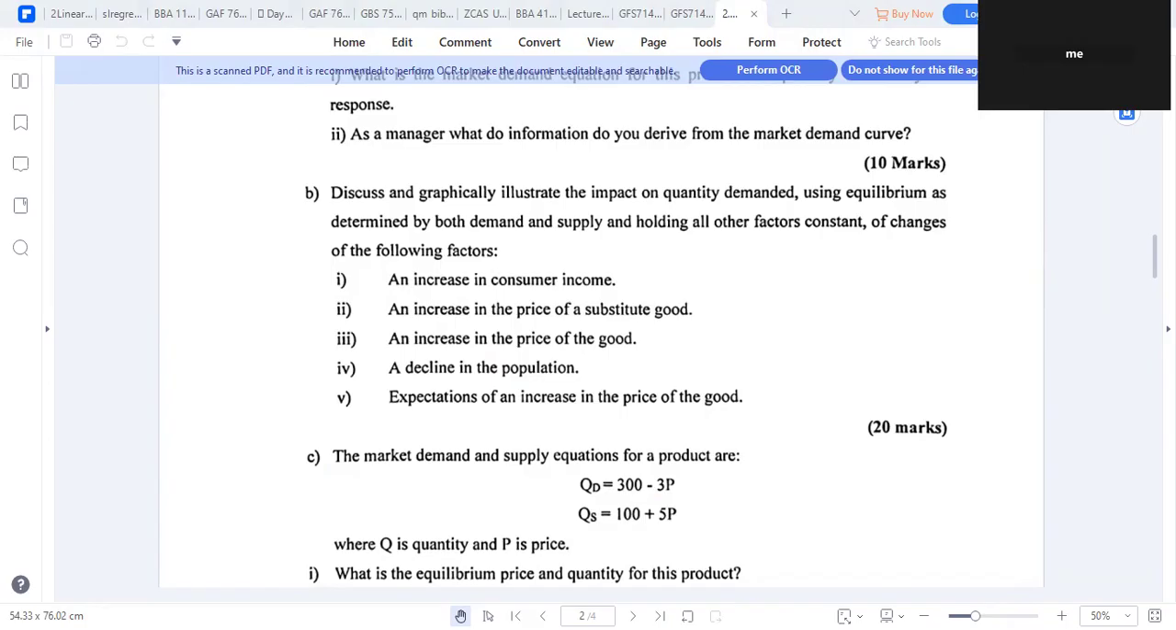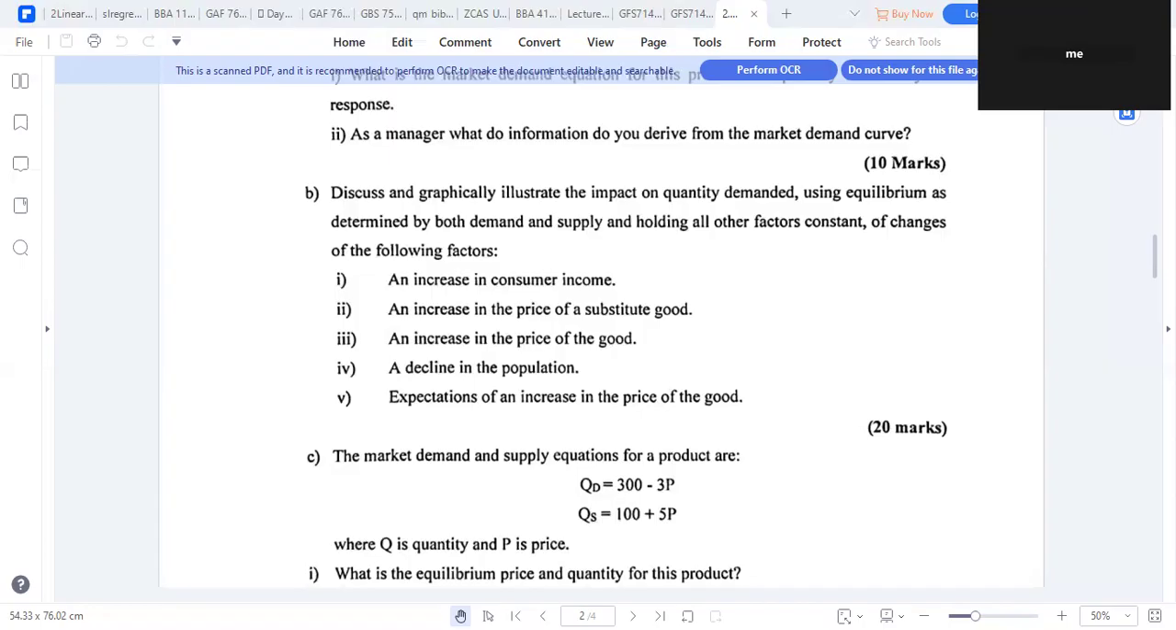So firstly, the impact on quantity demanded with equilibrium analysis. We are going to look at each set one by one, and we see how graphically that would affect the movement of the slopes. Then we explain the implication. So we want to look at the impact on quantity demanded with equilibrium analysis. So an increase in consumer income.